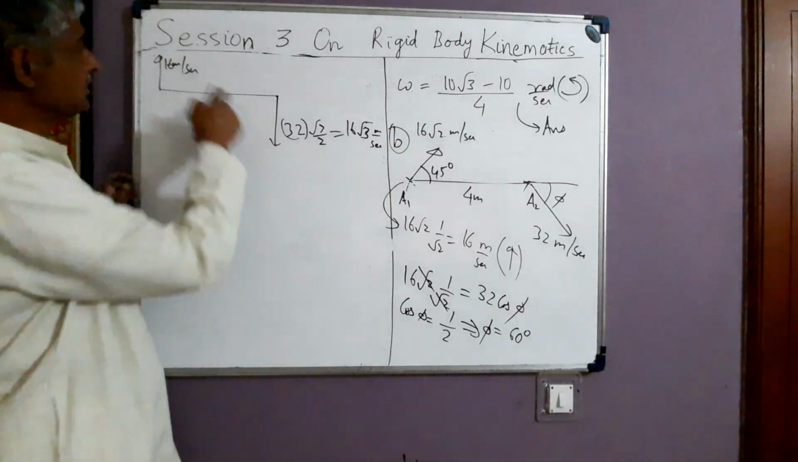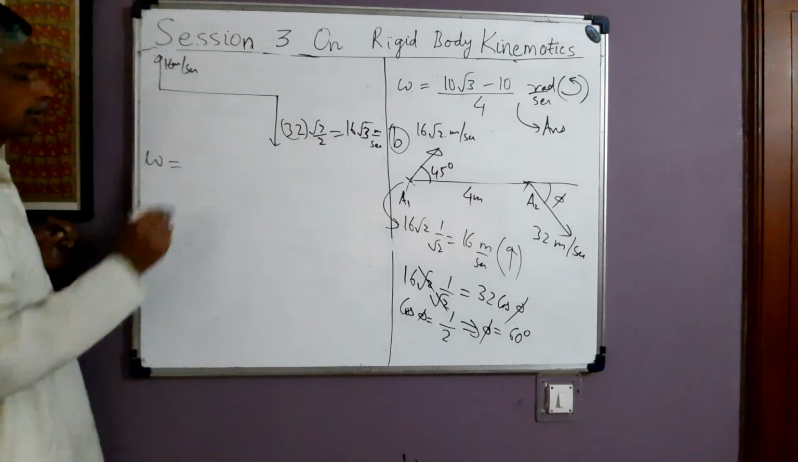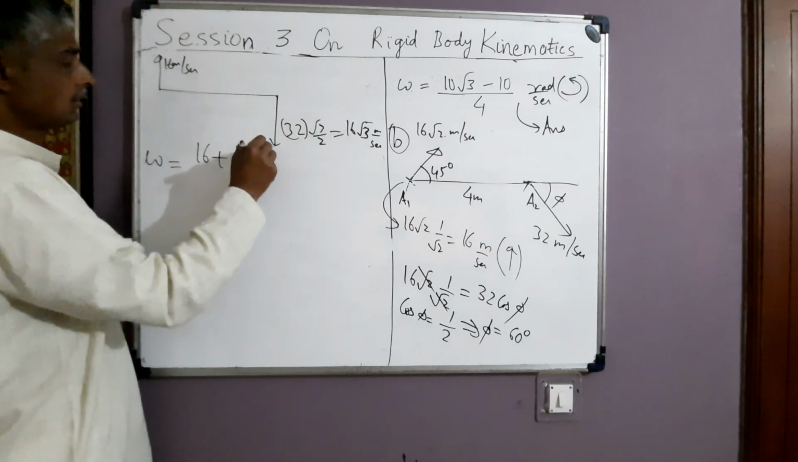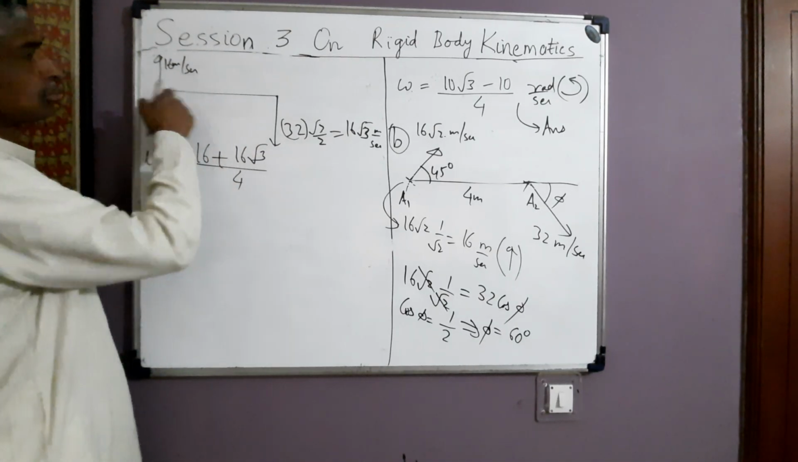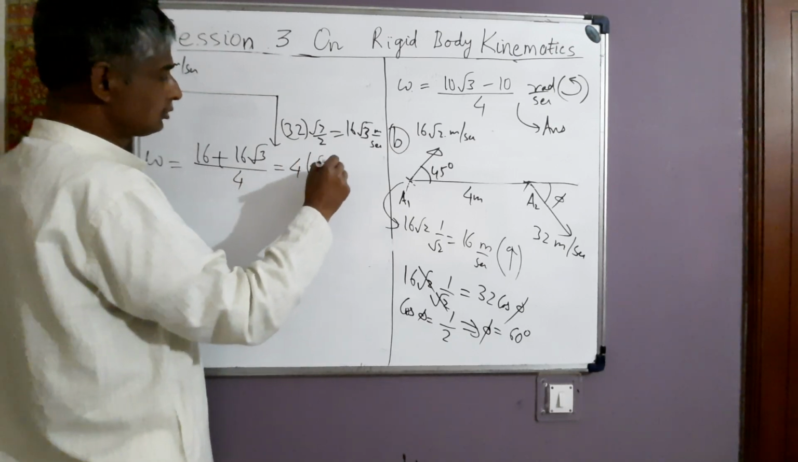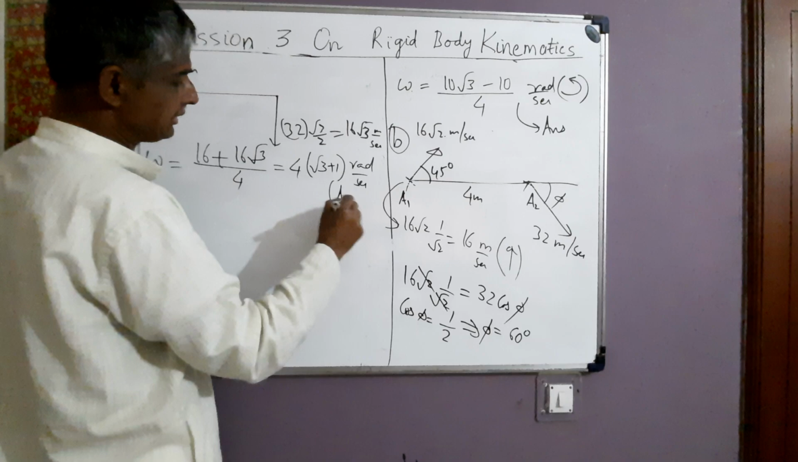Now both these normal velocities are in opposite direction. So from the theory of relative velocity, omega is equal to relative normal speed by separation. 16 plus 16 root 3 by 4. Separation is 4 meter. So this becomes 4 into root 3 plus 1 radian per second, which is the required answer.